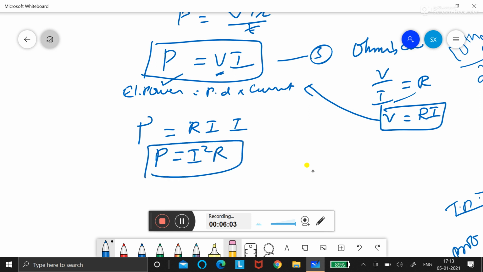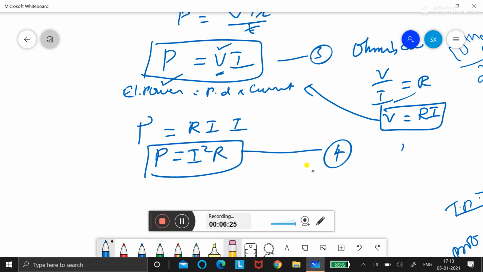Suppose voltage is not given in the question, you need to use the second formula. This formula you should use. P is equal to I square into R. If voltage and current are given, just multiply and find out the power. If the current and resistance are given, you have to use this formula, I square into R is equal to P.